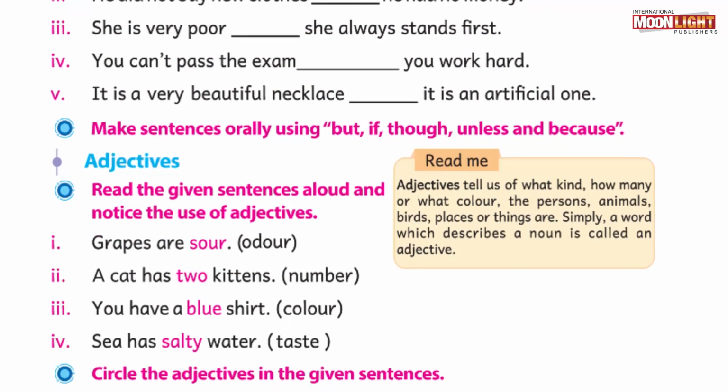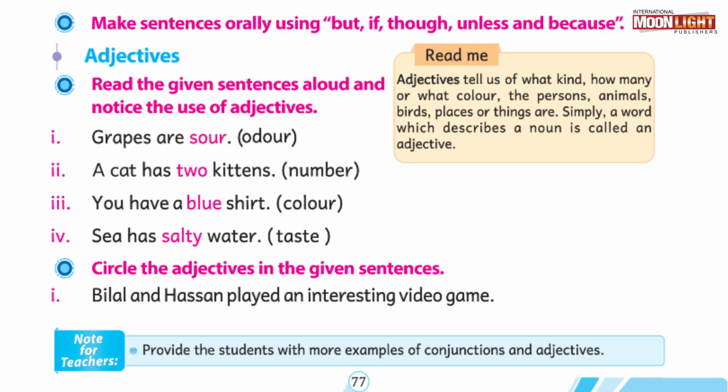Now let's move towards our next topic, and that is adjectives. Do you have any idea about adjectives? Well, I will say that my students are very smart. So smart is the word which is describing you. So smart is the adjective. It means an adjective is a word which describes a noun. It can describe what kind and what color the place, person or thing is.